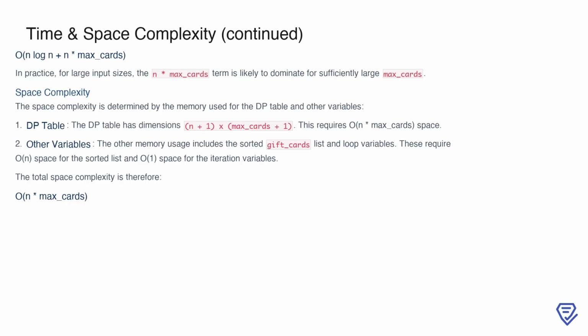Now, for the space complexity. The DP table requires memory proportional to its dimensions, which is (n+1) x (max_cards+1). This results in a space complexity of O(n * max_cards). Additionally, the sorted gift_cards list consumes O(n) space, while loop variables and other temporary values use O(1) space. Since the DP table is the dominant factor, the total space complexity is O(n * max_cards). This highlights that both time and space complexity scale with the size of the input, particularly the number of gift cards and the maximum number of cards we can select.